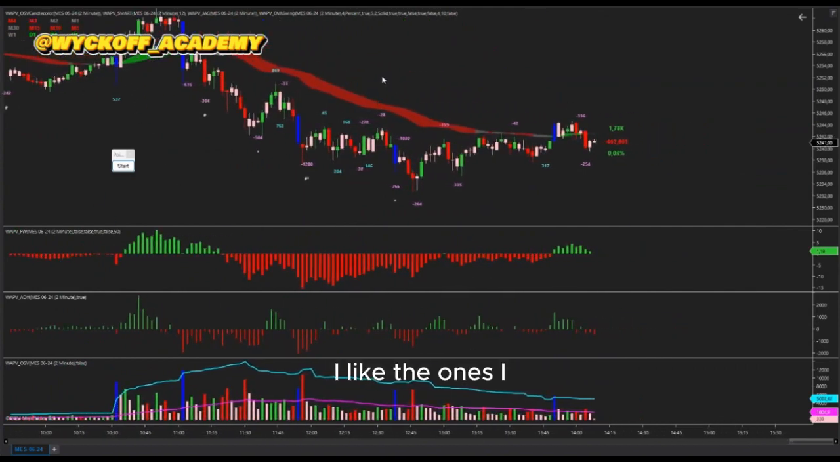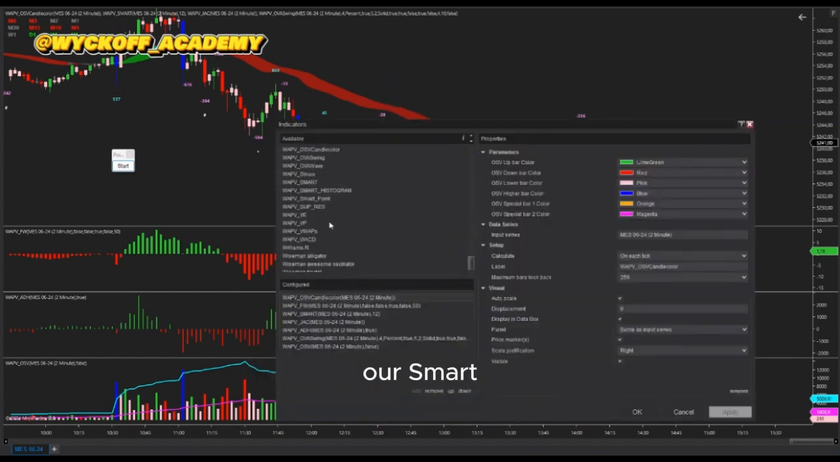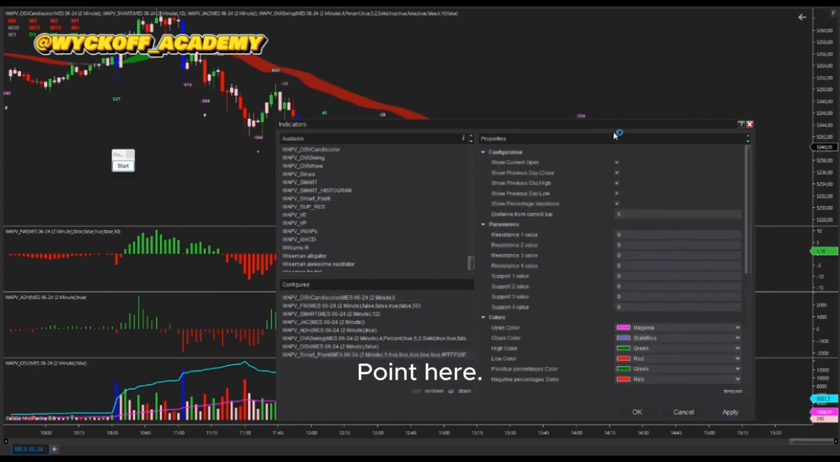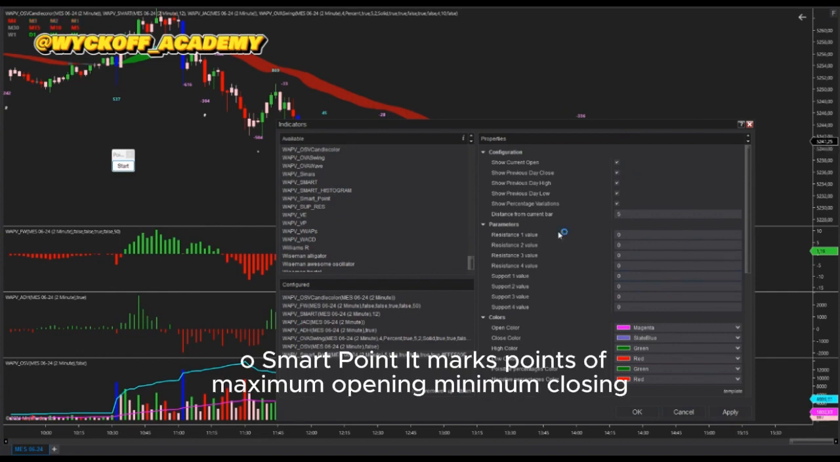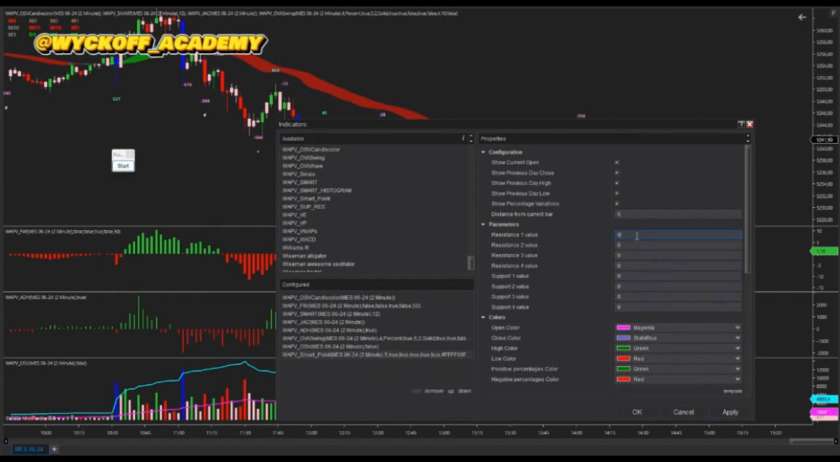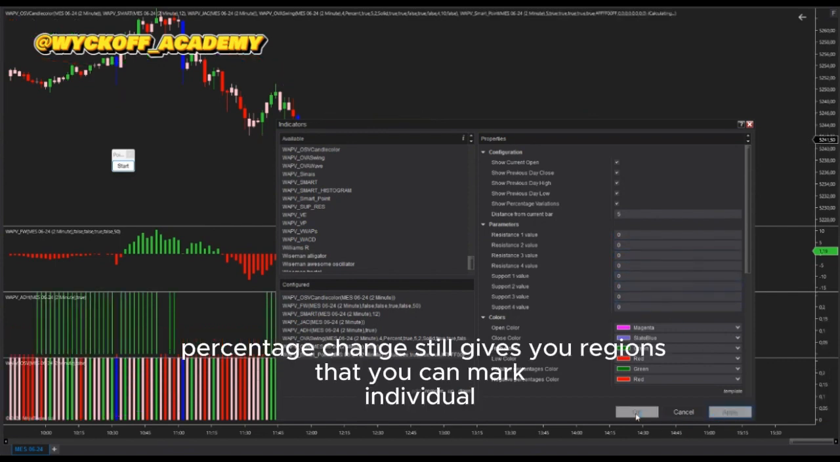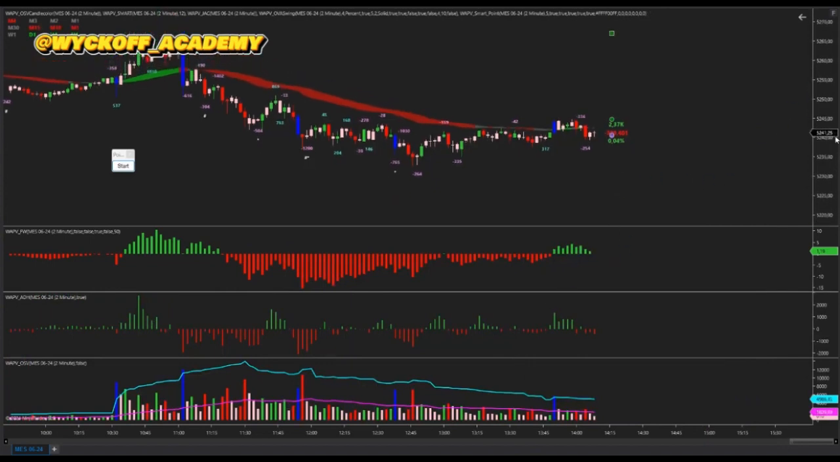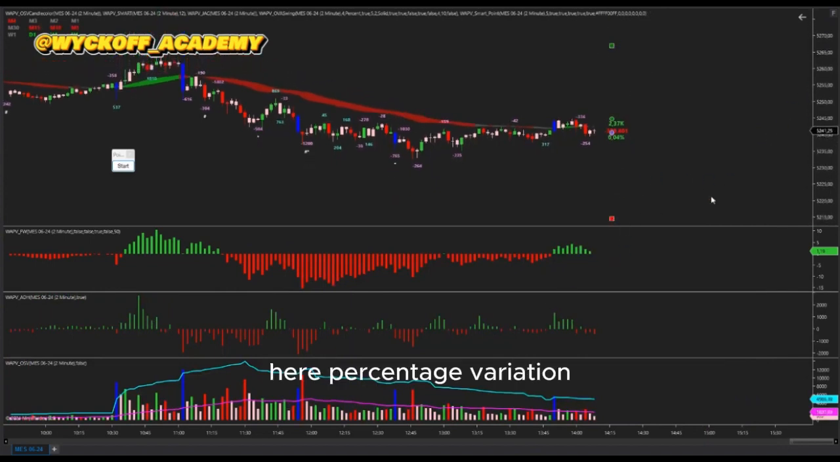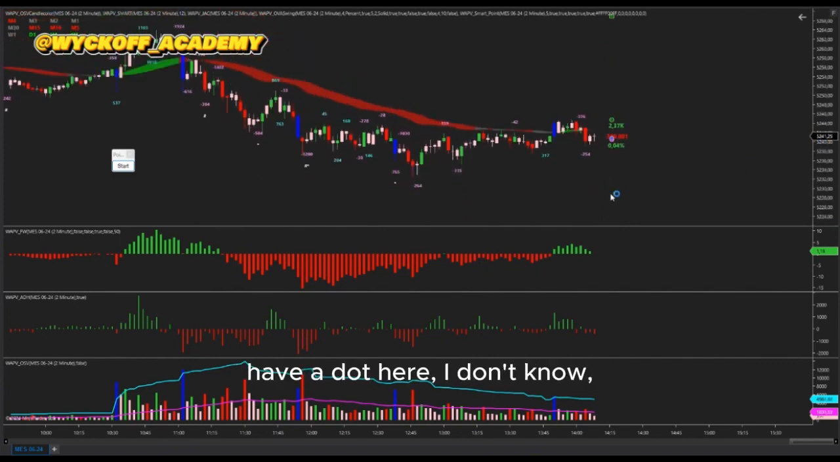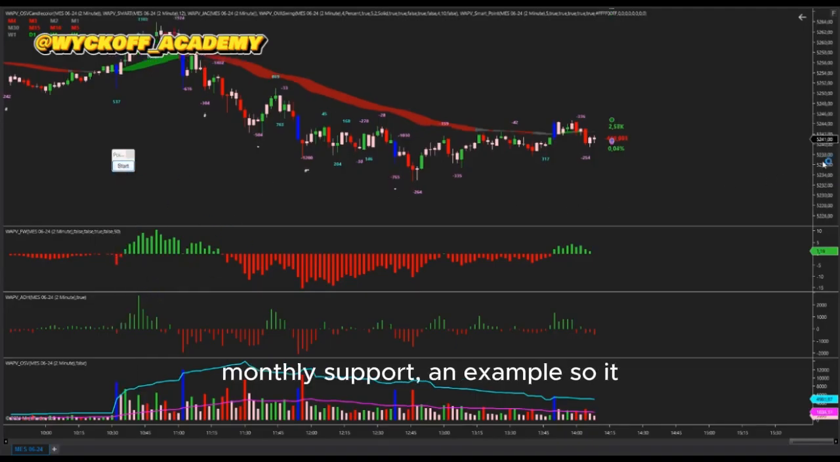I like the ones I like the most. We can also put our smart point here. Oh, smart point, it marks points of maximum opening, minimum closing. Percentage change still gives you regions that you can mark individually. Here, percentage variation helps the market arrived in this region, or you mark a point, it will have a dot here. Monthly support, for example, so it will be marked here.